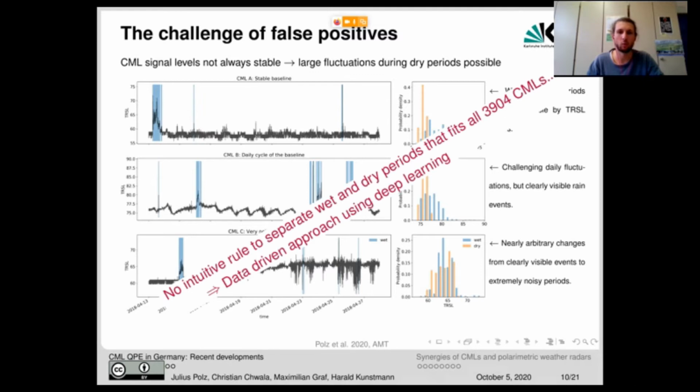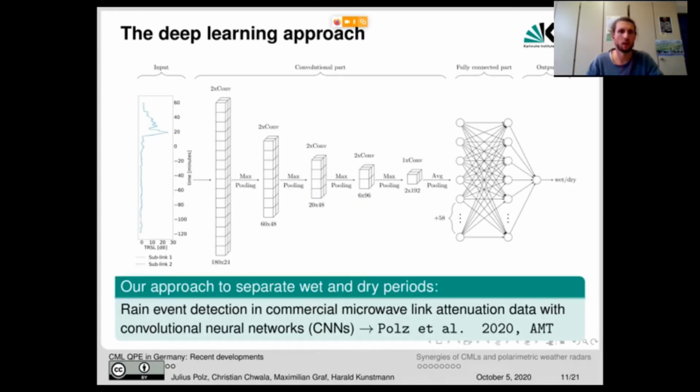Because when you look at it, you see no intuitive rule to separate those wet and dry periods, what I did is use a data-driven approach, more precisely a deep learning approach. I used a convolutional neural network, which I trained to detect these rain events. So I put in 3 hours of time series data and I label it according to the radar reference. And what I want from the neural network is a prediction if this last hour is dry or wet.